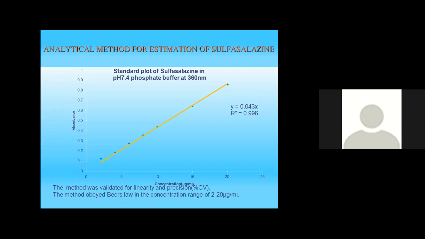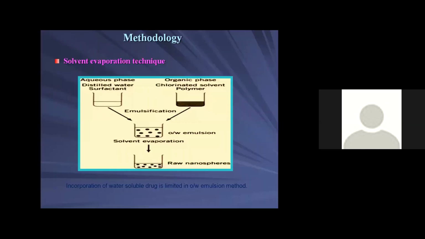So we have chosen these two polymers in order to prepare the nanoparticles by polymer precipitation technique. This is the methodology for the solvent evaporation technique. Here the drug and polymer are both dissolved in the organic phase. In the aqueous phase, a surfactant, which acts as a stabilizer, was taken.